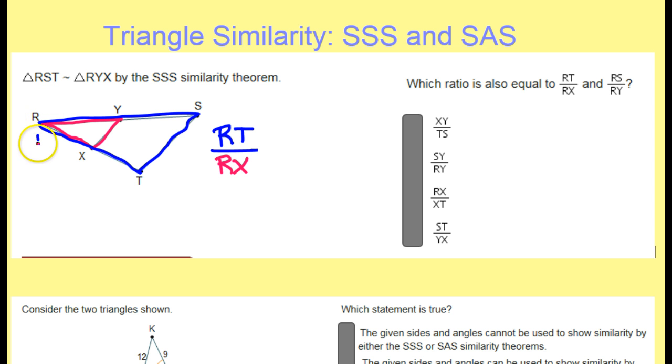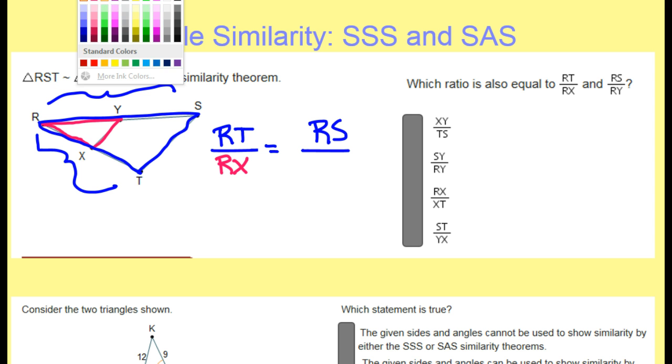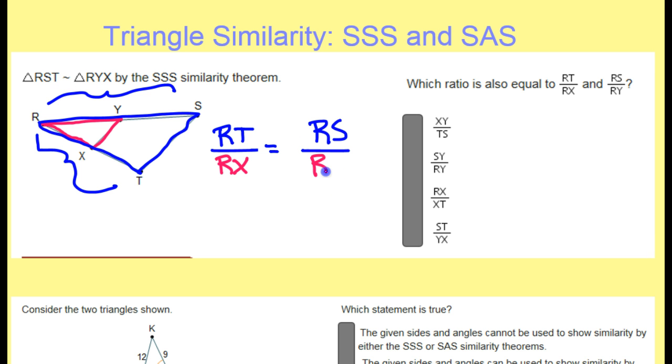And then they have RS. So we did RT. Now we're doing RS. So we've got RS is big, and then over RY, which is the corresponding small side, RY. But if we're doing side-side-side similarity, then we need to go ahead and deal with the other pair of sides. So what's missing? So we've been doing big over small.